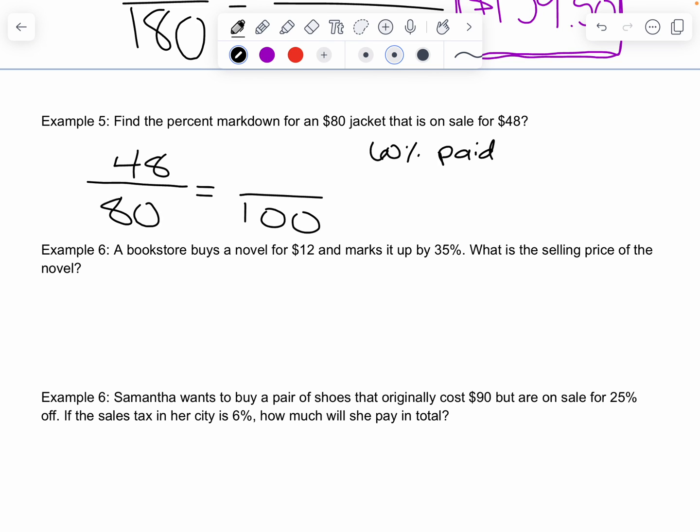But we're always doing how far from 100. How far is 60 from 100? It is 40. So this would be a 40% markdown.